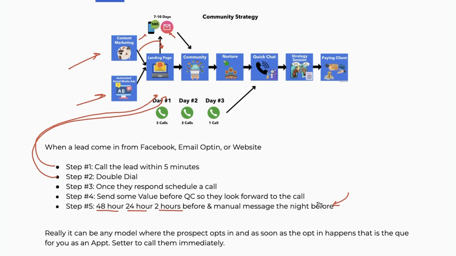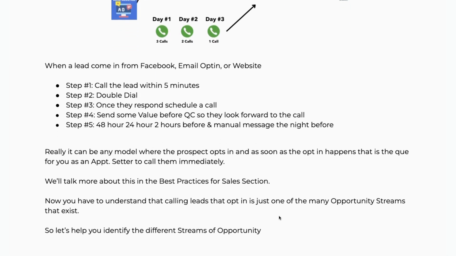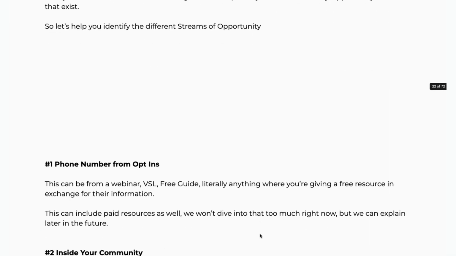But that's just what happens in the front end, and there are all other moving parts as well. I want to help you understand that this was just for the community strategy. It can apply to anything. As soon as somebody opts into a landing page for any type of marketing strategy, you're going to be able to deploy the appointment setters and call them immediately, set up appointments, qualify them, and make sure that they are ready to go. We're going to talk about this in the best practices of sales section, where we'll cover speed to lead and how to call them immediately. But really, the next thing we want to help you understand are the different opportunity streams from which you can generate appointments. All right, so let's break that down step by step.